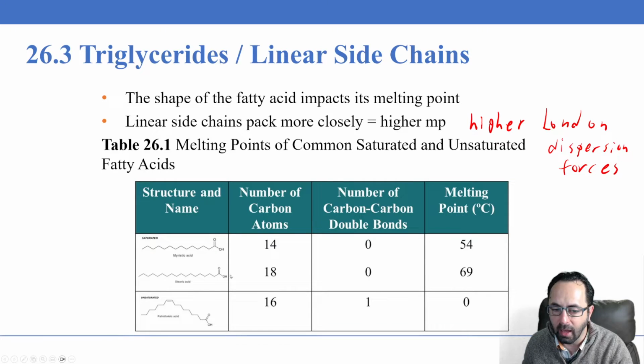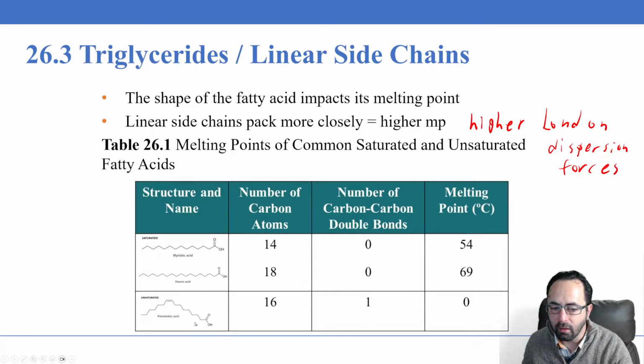And you can see that having a larger hydrocarbon chain means greater London dispersion forces, so the melting point is higher when you have a larger hydrocarbon chain on the fatty acid. However, these melting points here for the saturated fats are much higher than that for a similar unsaturated fat. So here we have an unsaturated fat with a double bond. It's called palmitoleic acid. It has 16 carbons in it, right between the 14 and the 18.